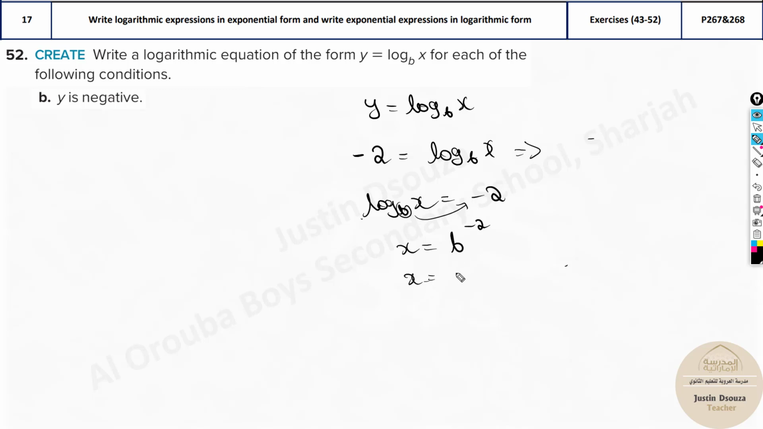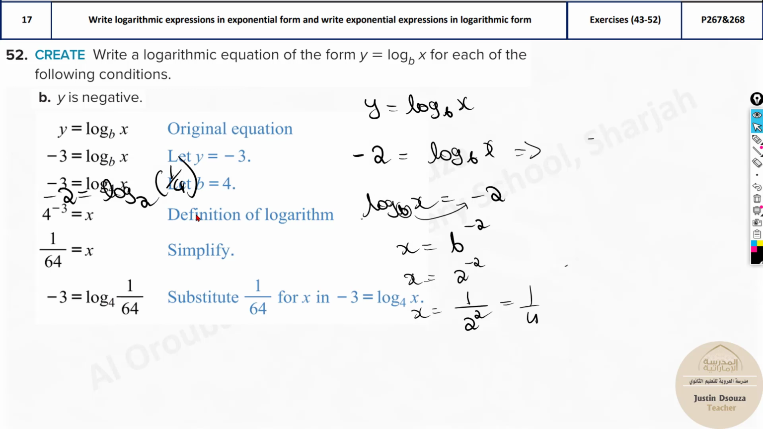So x is equal to what? 2 to the power minus 2. x equals 1 by 2 to the power positive 2, or it's 1 by 4. So now we will substitute back all the values. What is b and what is x? So the log equation will be minus 2 equals log base 2 (the assumed value of b) of 1 by 4. That is the answer.